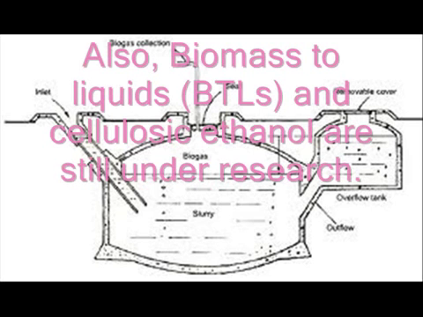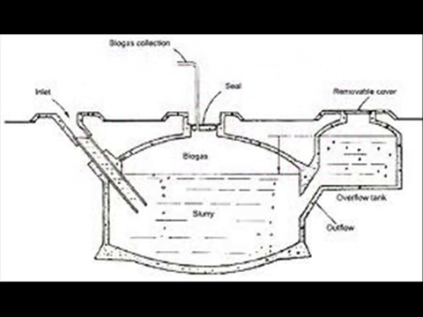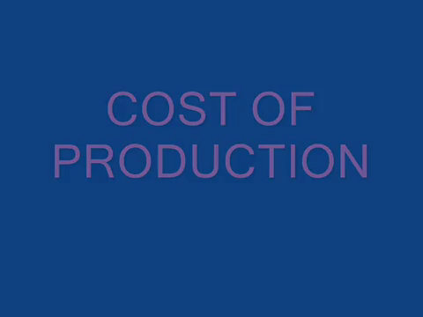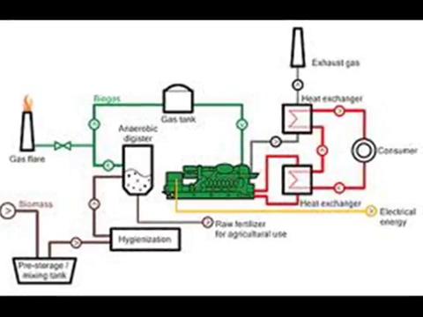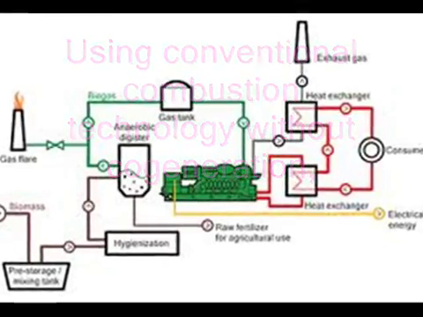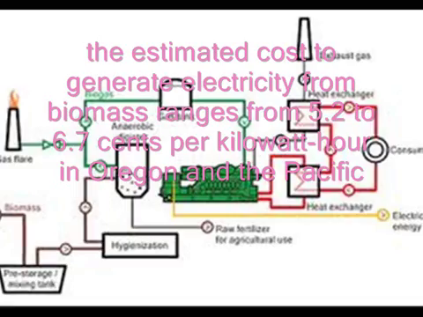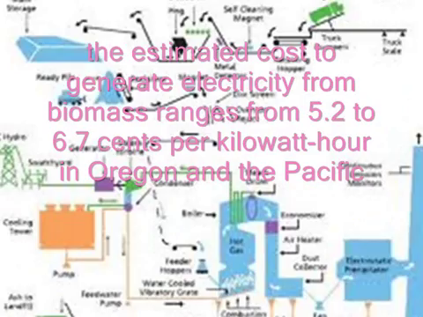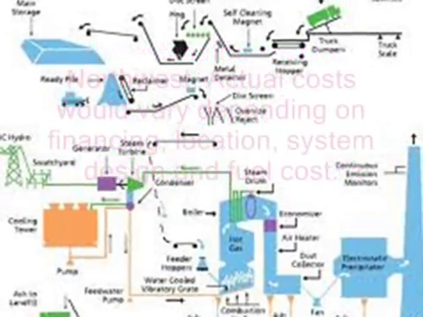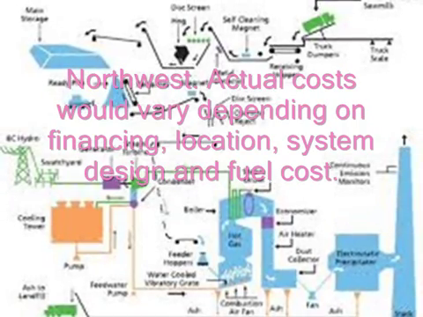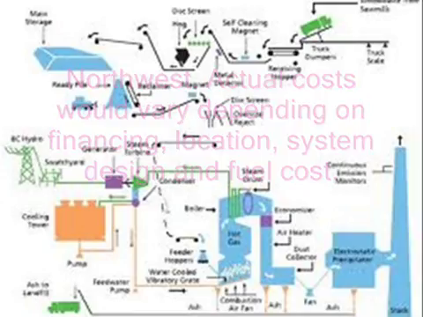Also, biomass to liquids and cellulosic ethanol are still under cost of production and combustion and gasification facilities. Using conventional combustion technology without cogeneration, the estimated cost to generate electricity from biomass ranges from 5.2 to 6.7 cents per kilowatt hour in Oregon and the Pacific Northwest. Actual cost would vary depending on financing, location, system design, and fuel costs.